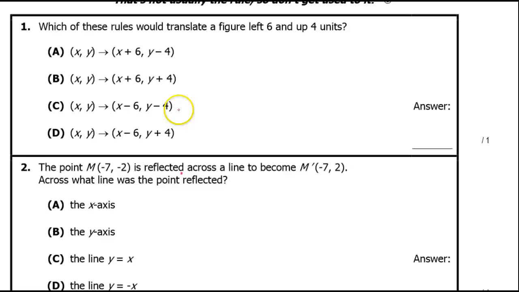Problem number 1. Which of these rules would translate a figure left 6 and up 4? Well, left 6 is x minus 6, and up 4 is y plus 4. So let's see. So that is going to be D.